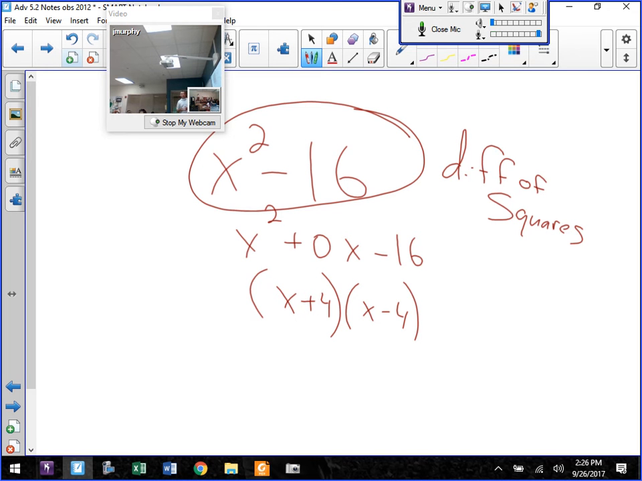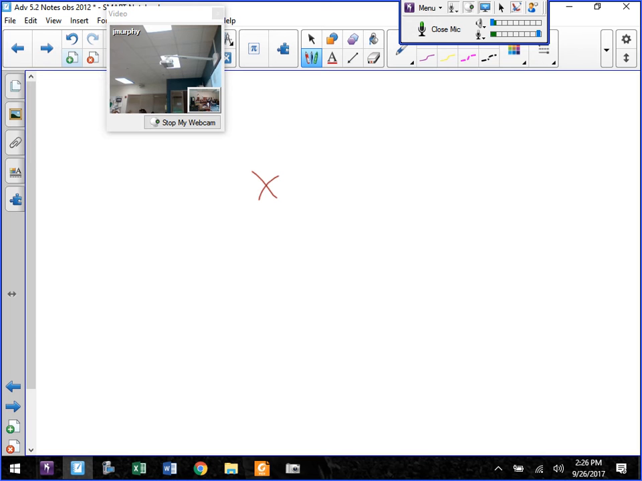Now, if you had something that looked like this, though, is the first term a perfect square? Is the last term a perfect square? Is that symbol in between them subtraction? That means this is not factorable. What times what's positive 81 that you add together to get 0? Nothing. Okay? So this is not factorable.